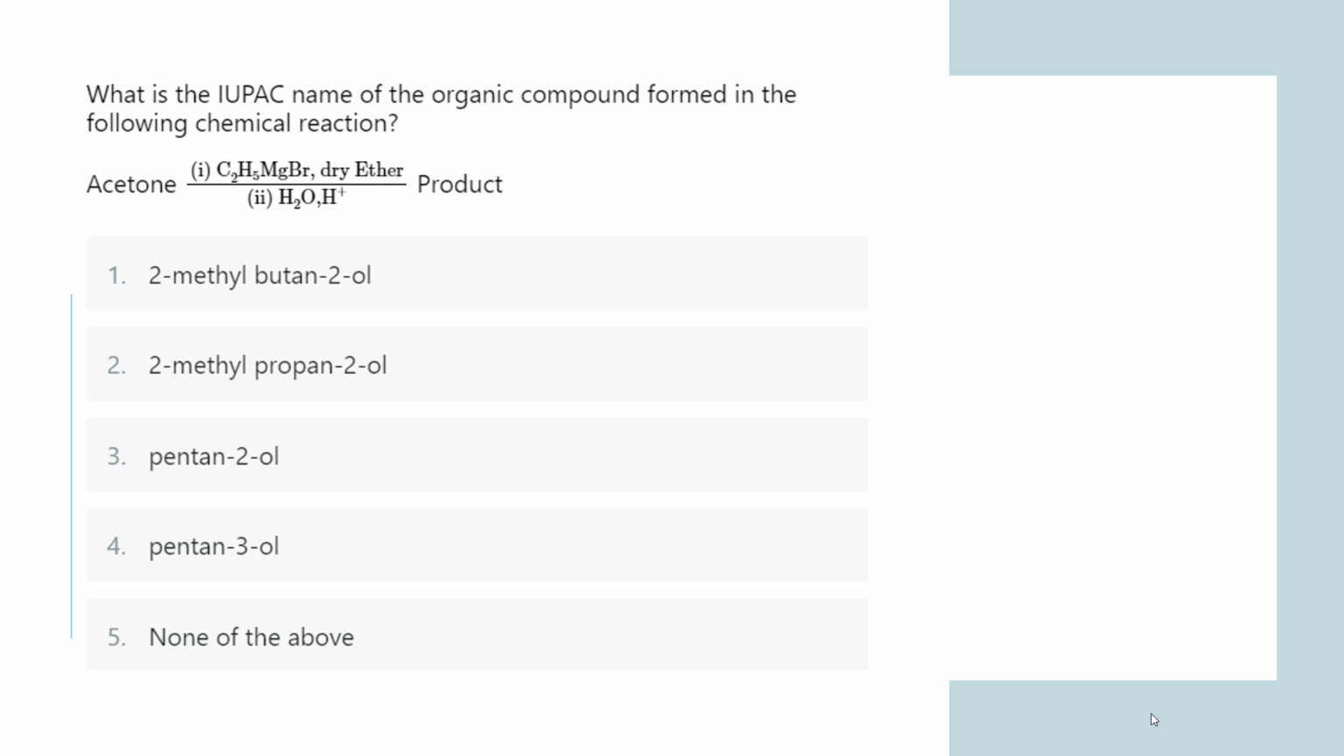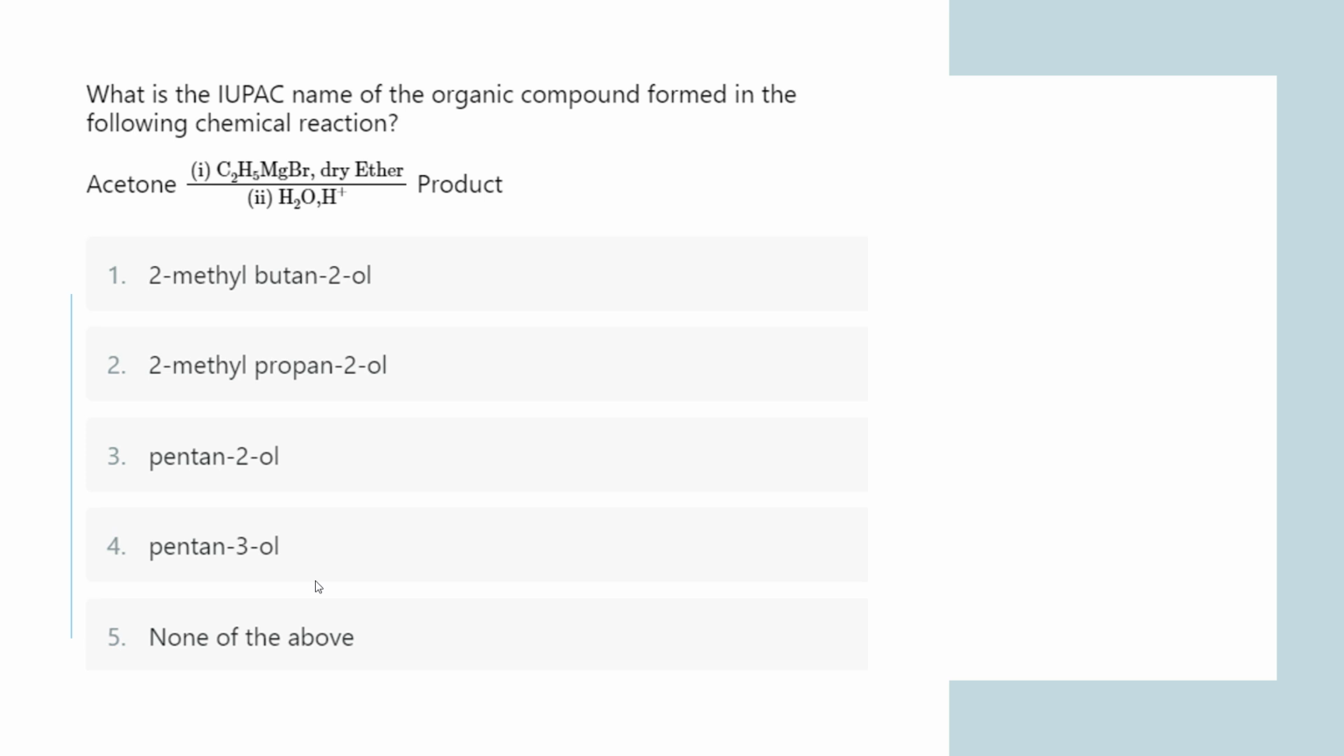so here is the first question of today's tutorial. What is the IUPAC name of the organic compound found in the following chemical reaction? Here you are given a ketone, acetone, and we are treating it with Grignard reagent, and at last doing workup of the reaction with acidic water medium. Okay, so you are asked which of these four alcohols will be formed in the course of the reaction, or none of these options will be formed in the reaction.